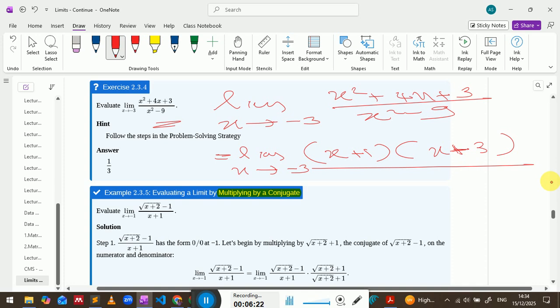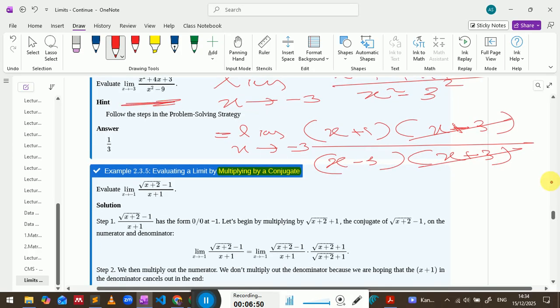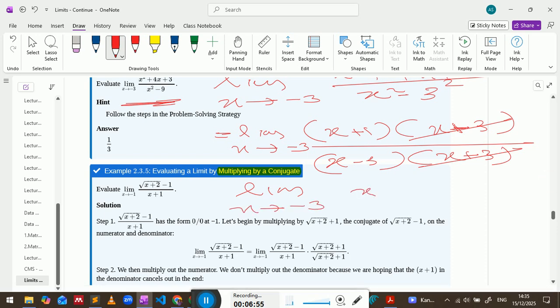So x squared plus 3x plus x plus 3, that is, x squared plus 4x plus 3, equals 1 into 3 plus 3. Now x squared minus 9 we can write as x squared minus 3 to the power 2. This is similar to a squared minus b squared, so we can write a minus b into a plus b. So x minus 3 into x plus 3. On both sides we can cancel x plus 3. So now rather than calculating the limit for the original expression, we can directly find the limit as x approaches minus 3 of x plus 1 over x minus 3.